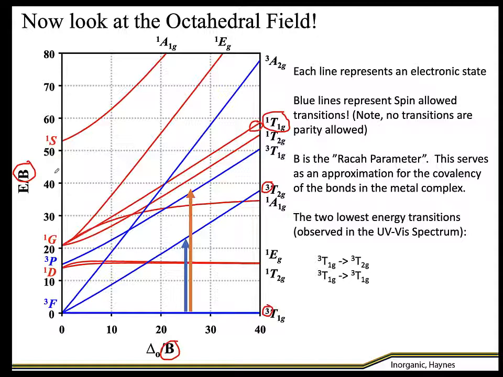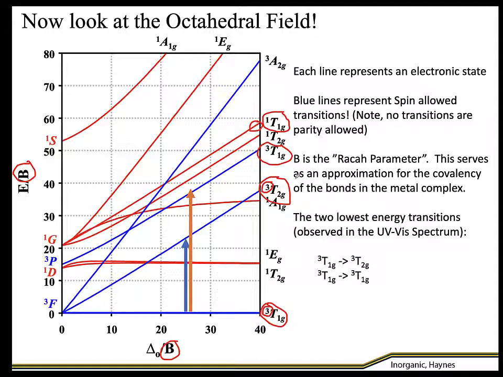But for right now, what we can pull from this graph is actually our two lowest energy transitions. So we can see that the first one is where we go from our ground state, again this triplet T1G state, to our triplet T2G state. This is the lowest lying transition that we have, this blue arrow. And the second transition is again that triplet T1G state going to a different triplet T1G state. So it doesn't matter that the labels are the same. This has to do with the symmetry of the actual electronic state. What matters is that it is a spin-allowed transition.